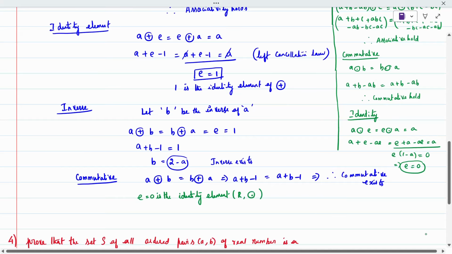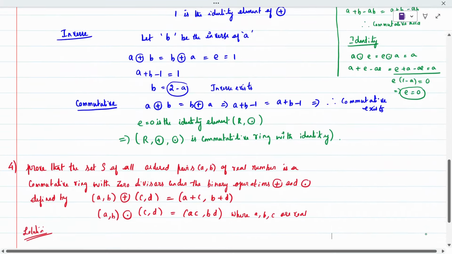Okay, so everything we have proved: R with plus operation and dot operation is a commutative ring with unity, with identity element. Everything has an identity element. So that is completed. One more question so that you can understand clearly.